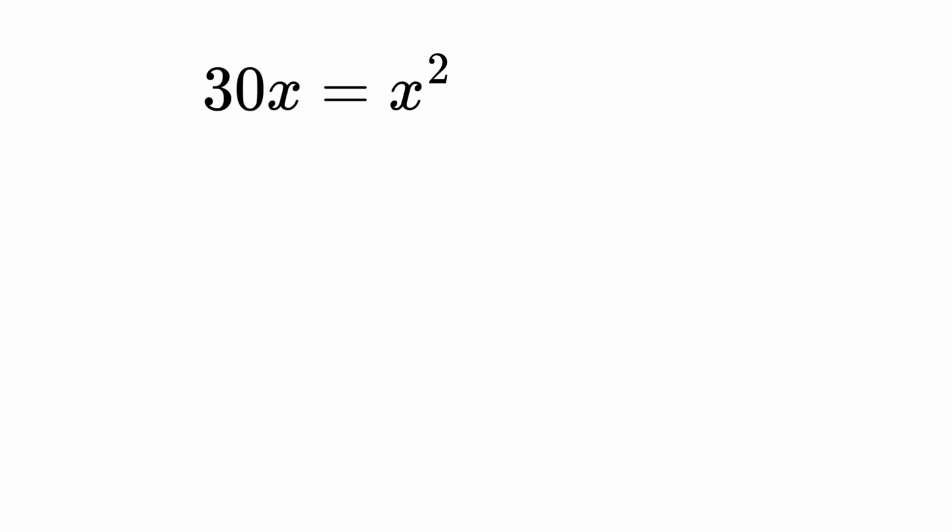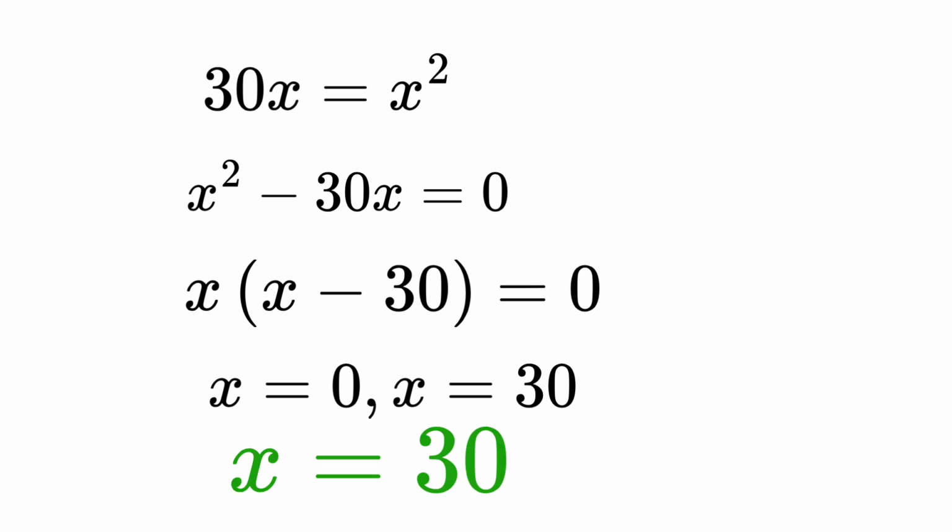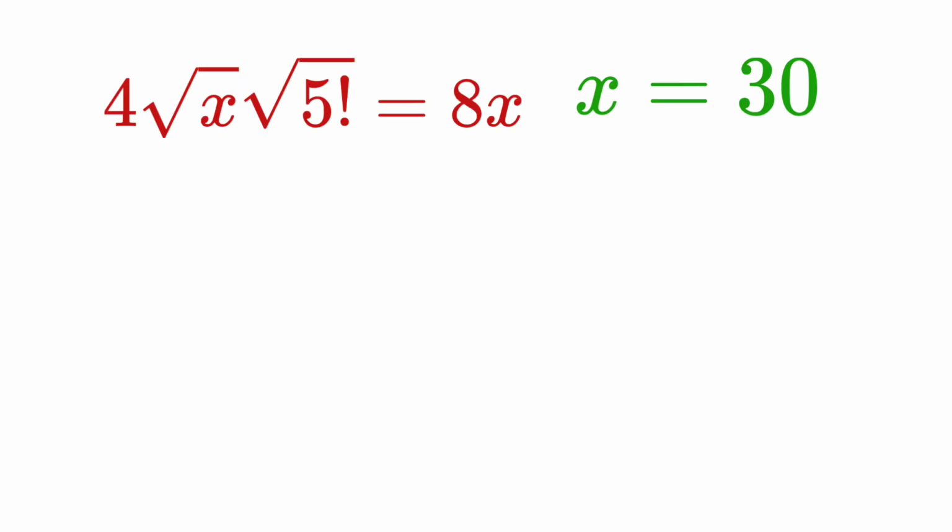Then we can write it as x square minus 30x is equal to 0. Take x common, then we get x into x minus 30 is equal to 0. Then we get x equal to 0 and x is equal to 30. But we have a condition that x is not equal to 0, so our answer is x is equal to 30. Now let's verify by putting x is equal to 30 in our equation.